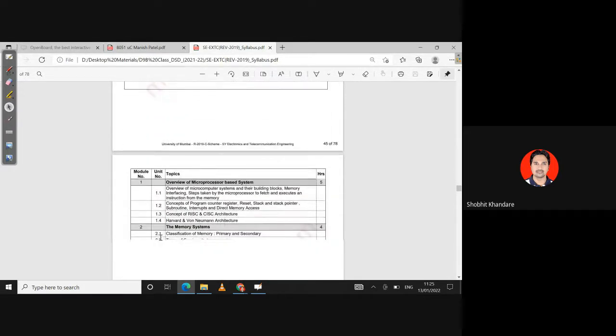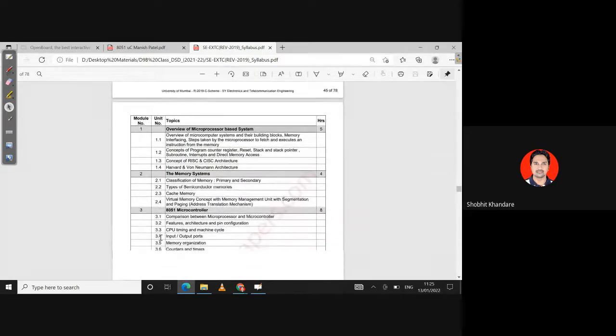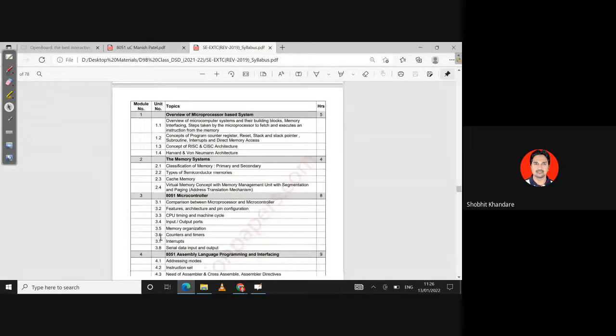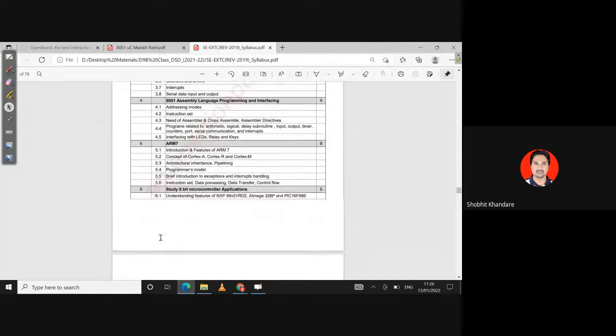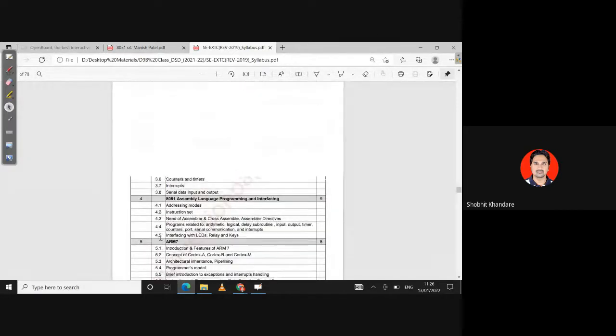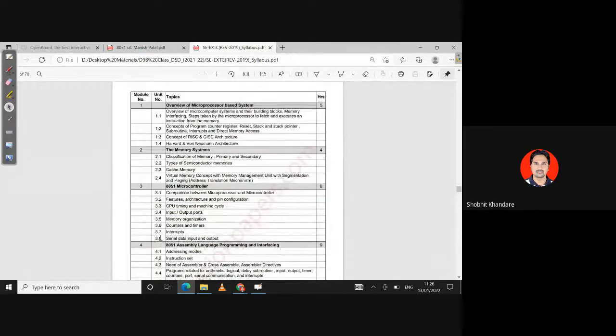We will go to the topic now. Just to go with a brief understanding, we have a total of 6 modules. We will go one by one. Your module 1 consists of 1.1, 1.2, 1.3 and 1.4, so a total of 4 sub modules are there. In the first module, we are going to understand the overview of microprocessor based system.